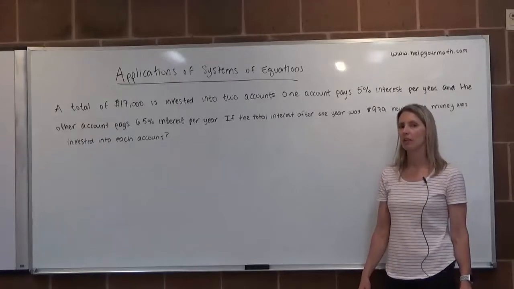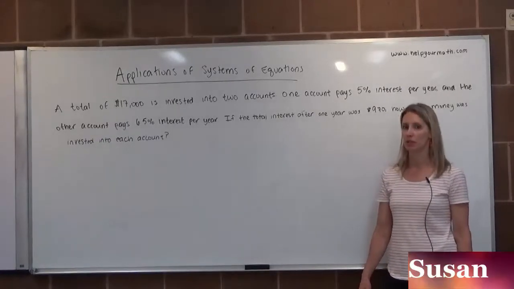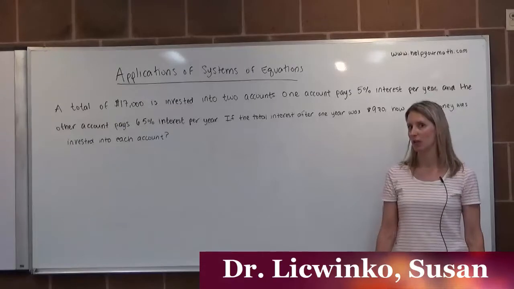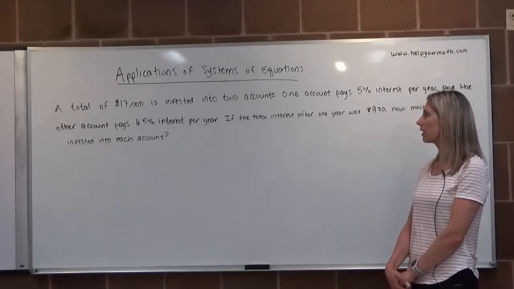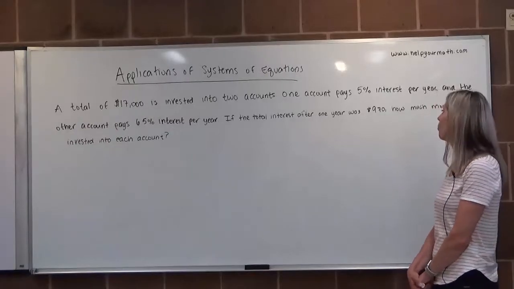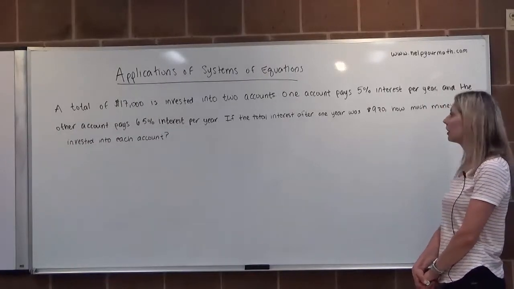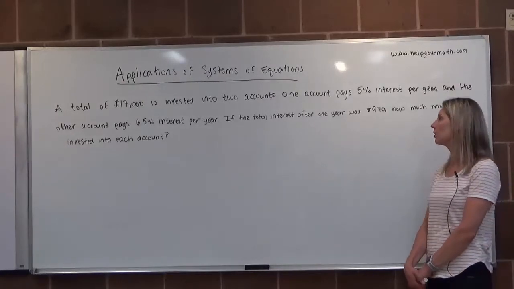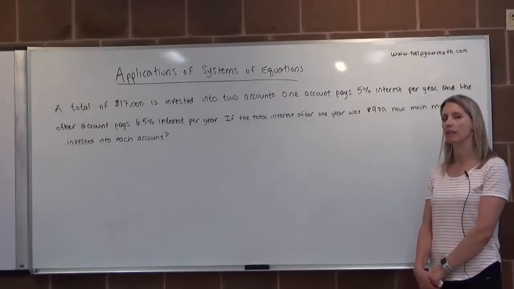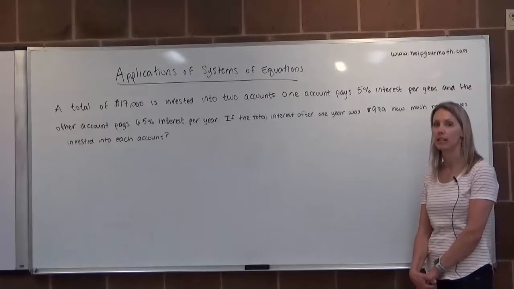In this video, we're going to look at an application of systems of equations, specifically the interest question. Okay, so this question says a total of $17,000 is invested into two accounts. One account pays 5% interest per year, and the other account pays 6.5% interest per year. If the total interest after 1 year was $970, how much money was invested into each account?